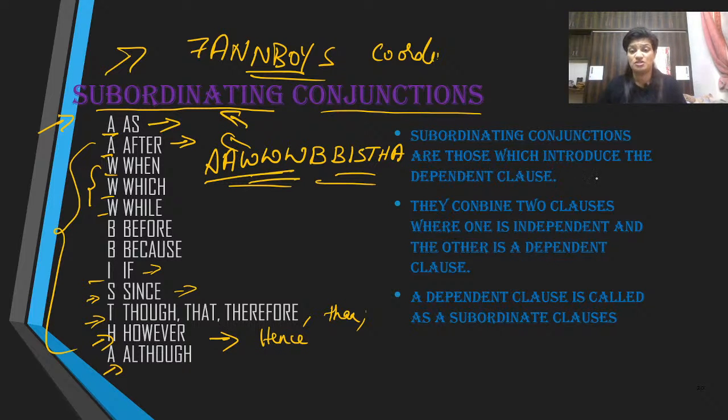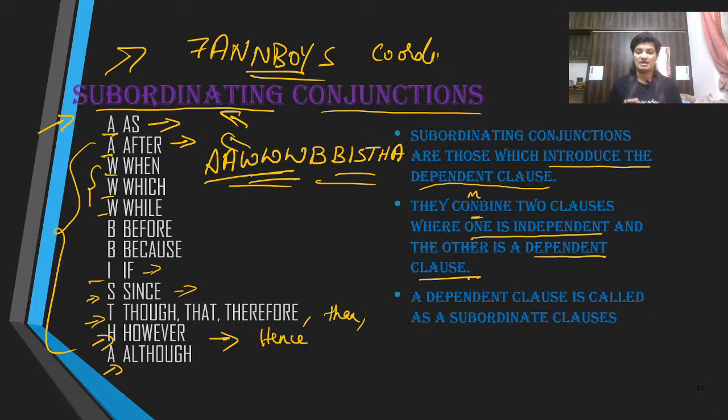Subordinating conjunctions are those which introduce the dependent clause. Keep this in your mind. Make a note of that. They combine two clauses where one is independent and the other is dependent. In our previous slide, we discussed that FANBOYS combine two independent clauses, whereas subordinating conjunctions combine one independent clause and one dependent clause. A dependent clause is also called a subordinate clause.